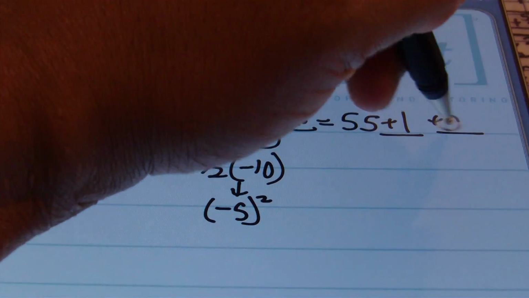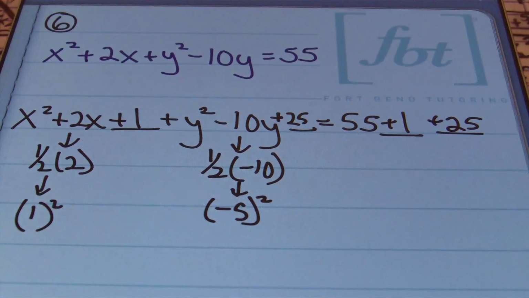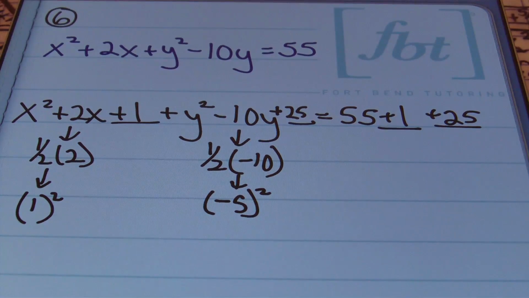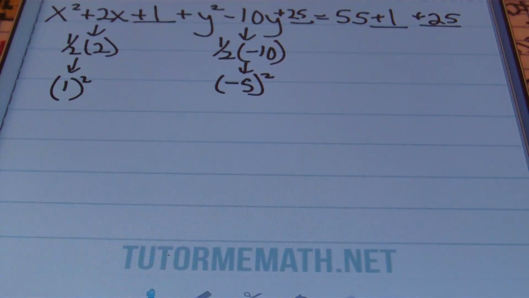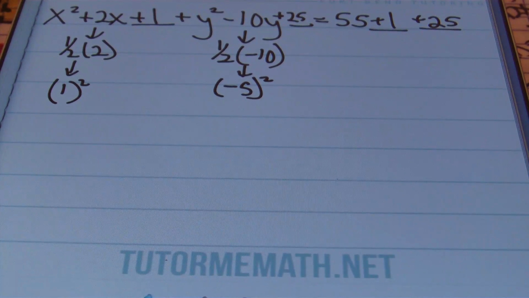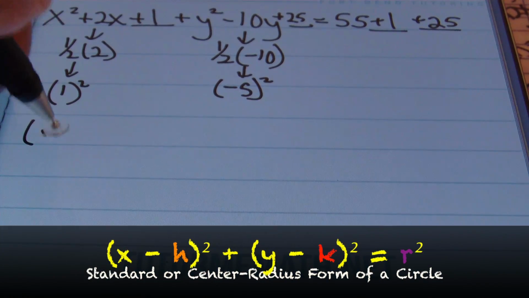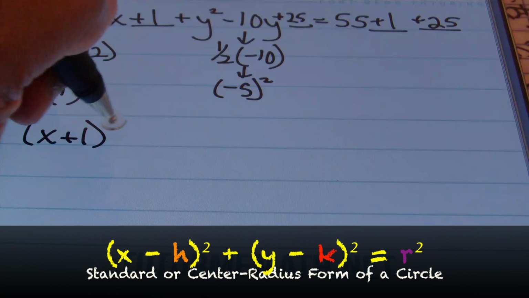Go ahead and add that to both sides of the equal sign. Then, you want to factor this. So in factoring that x squared plus 2x plus 1, you'll end up with what? Very good, ladies and gentlemen. You're on fire.